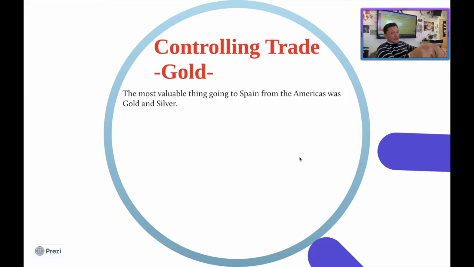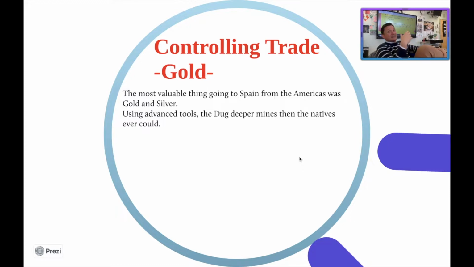And to the Spanish, the valuable things for Spain coming from the Americas were gold and silver. Let's not misunderstand this: gold and silver coming out of mines that the Spanish were digging were the two most valuable things they wanted to get their hands on. They were going to use advanced tools as well. Whereas the natives only had rock tools and things like that and still had access to a lot of gold, the Spanish are going to come in using tools made out of forgeable metals and dig deeper mines than the natives ever could.